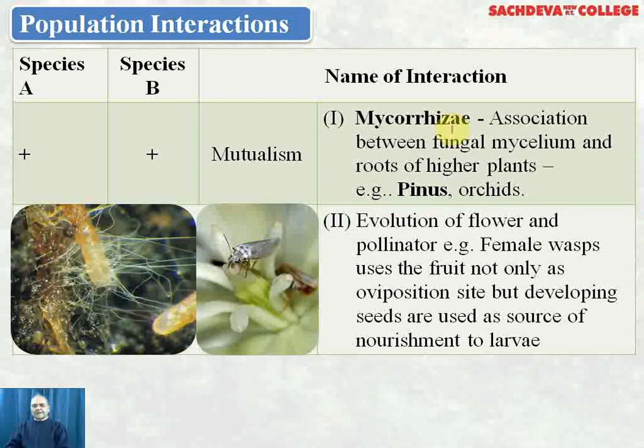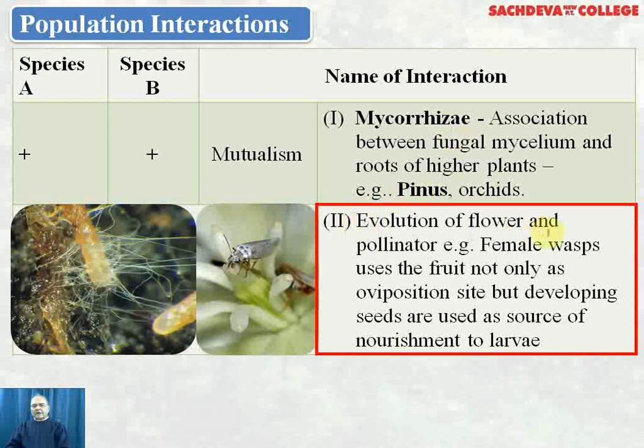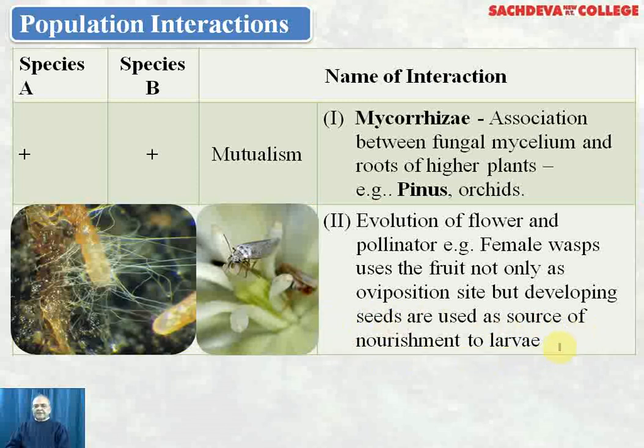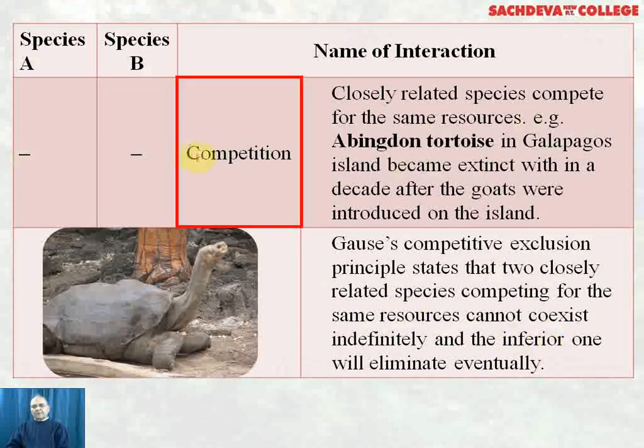And second, evolution of a flower and a pollinator. For example, the female wasp uses the fruit not only as an oviposition site, but the developing seeds are used as a source of nourishment for larvae. So you can see, for example in yucca, there is a symbiotic relationship between the moth, that is the pollinator, and the flower.